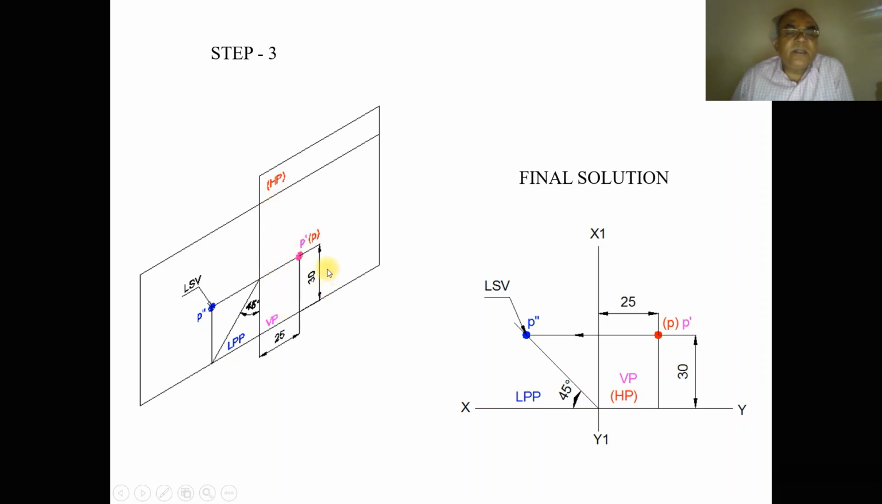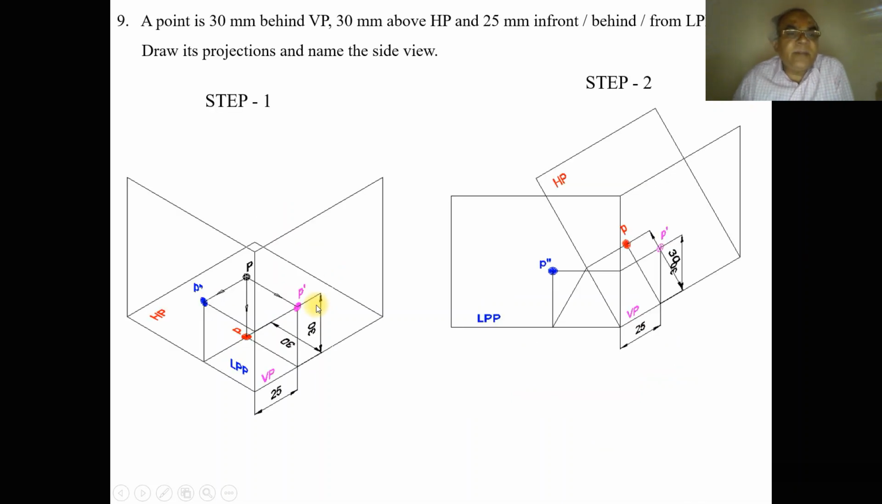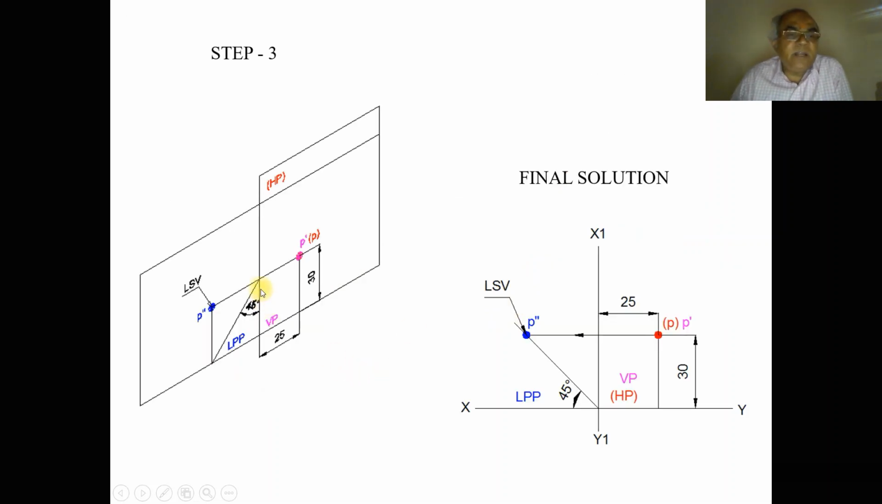Then, when you see from the left profile plane, the distance above HP and also behind VP is seen. Above HP is vertical here, and when rotated by 90 degrees, behind VP becomes a horizontal line. Now, when you project this, P dash is above HP by 30 mm, and P is also above HP by 30 mm. So you project directly, and both P dash and P will be on the same line.